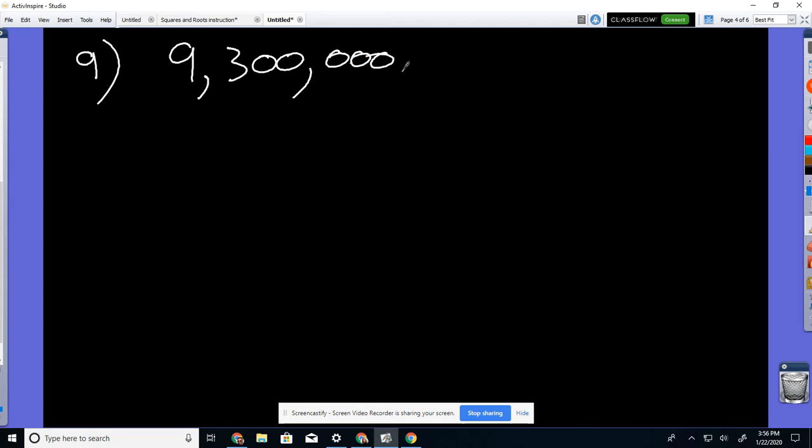One of the strategies is to identify where the decimal is in the number, and then move 1, 2, 3, 4, 5, 6. So we're going to end up with 9.3 times 10 to the 6th. That is absolutely one way to do it. Or, actually, we're going to talk about zeros here in a second. Well, we can talk about it now.